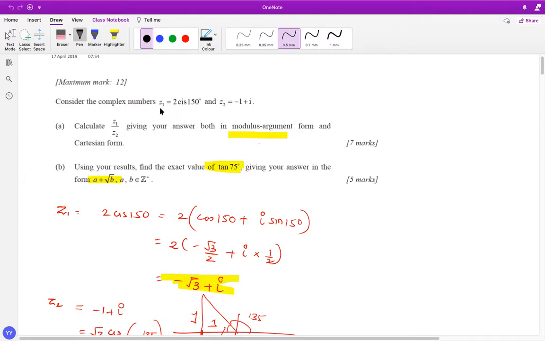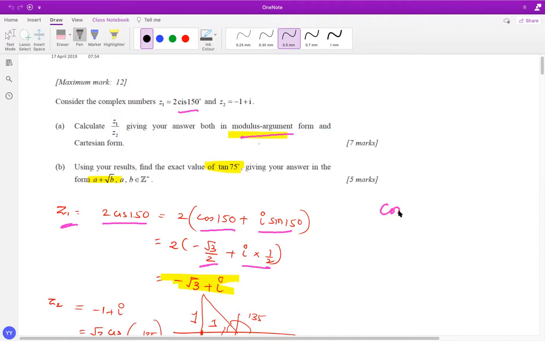So here's the DP question about the basic properties of modulus and argument. Now, for example, if z1 is 2 cis 150 and z2 is negative 1 plus i, calculate z1 over z2 in both modulus and argument form. So of course, z1 is 2 cis 150. I can write 2 cos 150 plus i sine 150. Then that is 2 times negative root 3 over 2 plus i times a half.